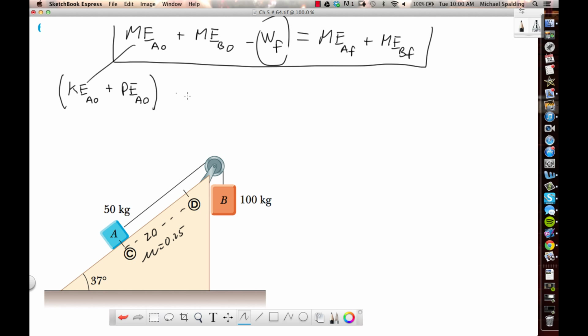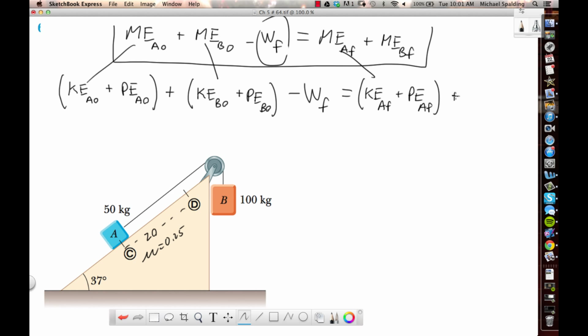So that's mechanical A initial, plus mechanical of B. That's going to be kinetic of B initial plus potential of B initial, then minus work of friction equals kinetic A final plus potential A final. And then for B, it's going to be kinetic B final plus potential B final.